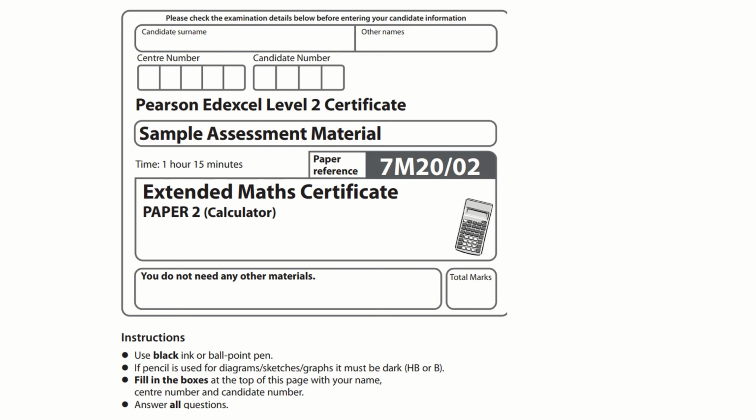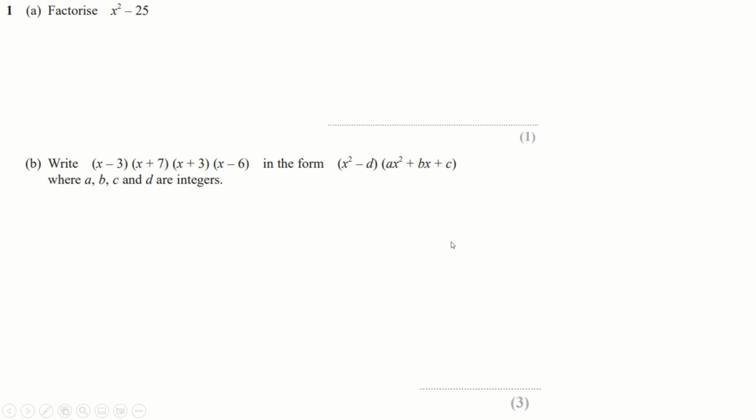Back to the Pearson Edexcel Level 2 Certificate Sample Assessment Tutorial. This is paper number 2 of 2. We saw paper number 1 a couple of days ago. It was quite a fun paper to do. This is the calculator version, so bear that in mind.